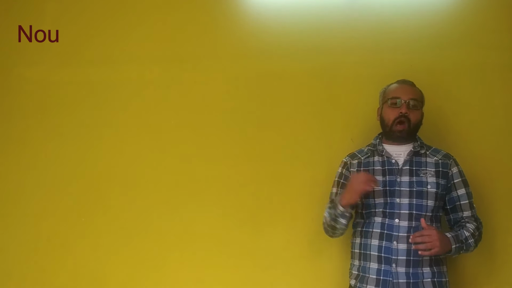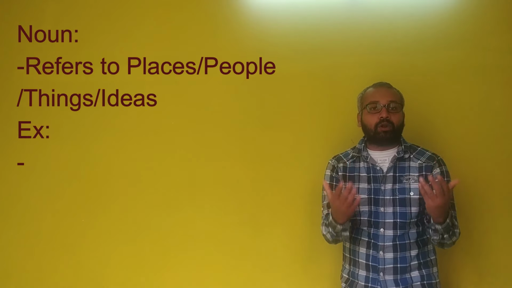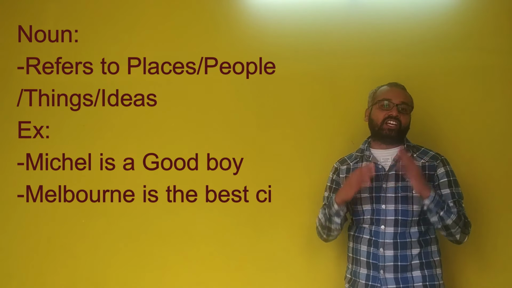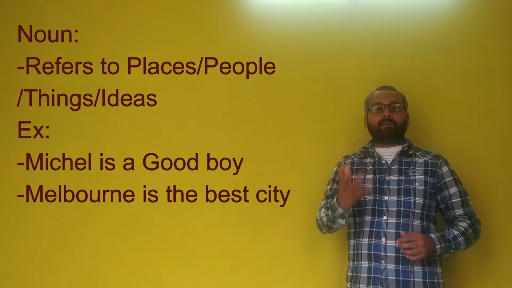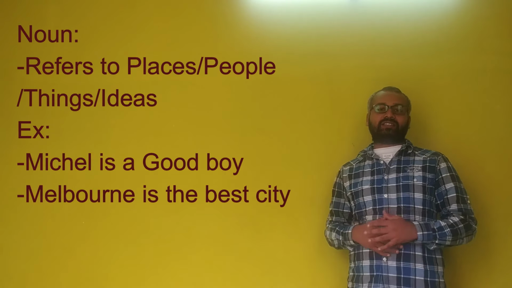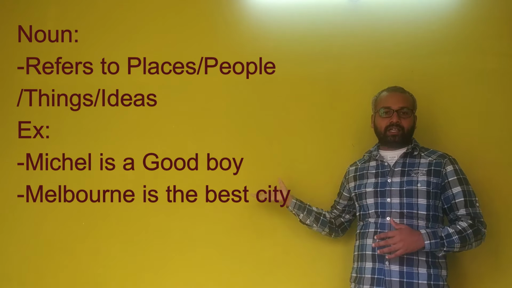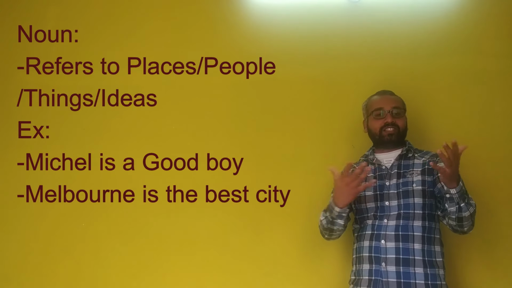So, now we move to noun. A noun refers to people, places, things, ideas or concepts. Example: Michael is a good boy and Melbourne is the city. Here Michael, Melbourne and city, we consider these as nouns.